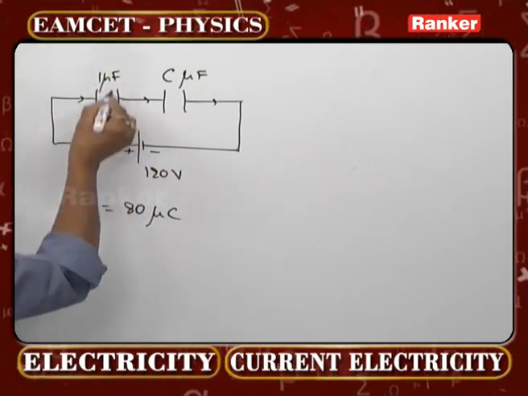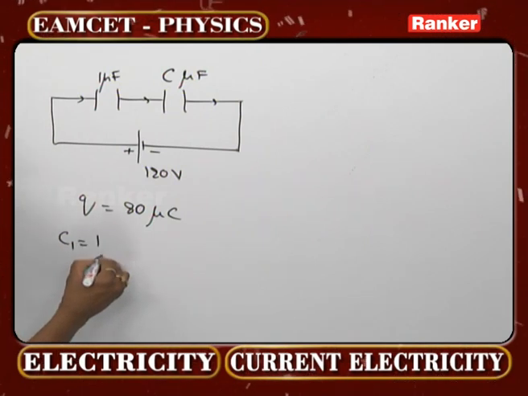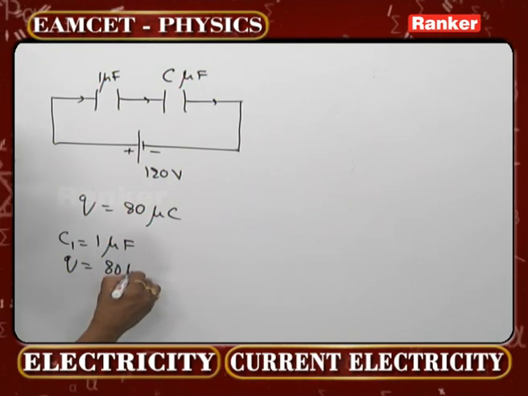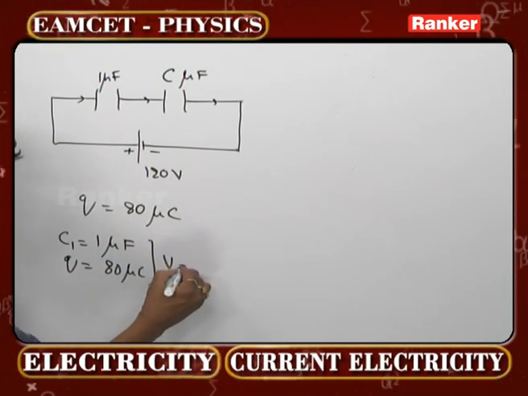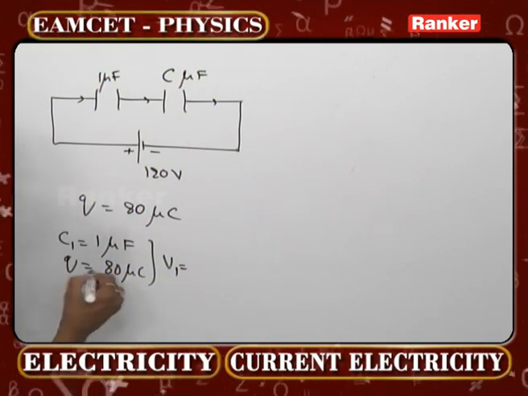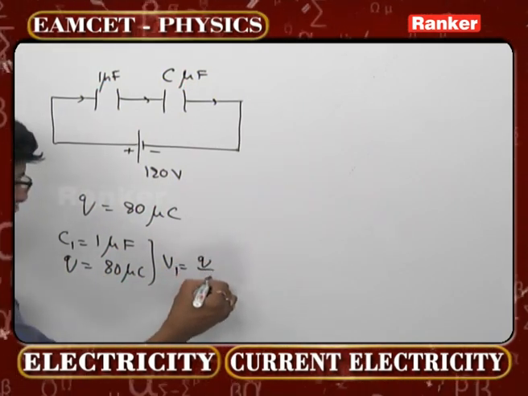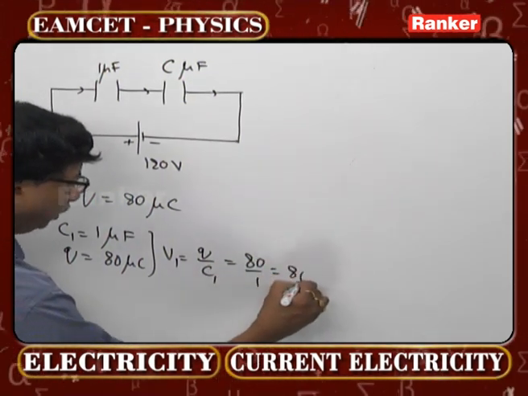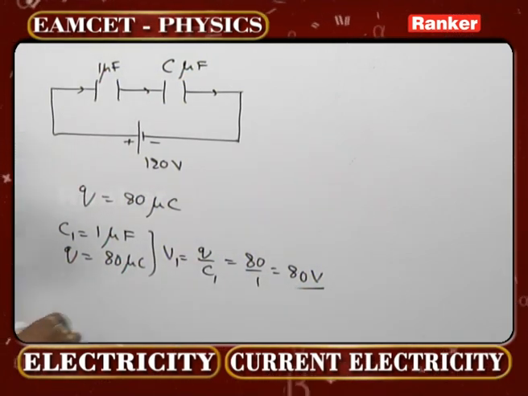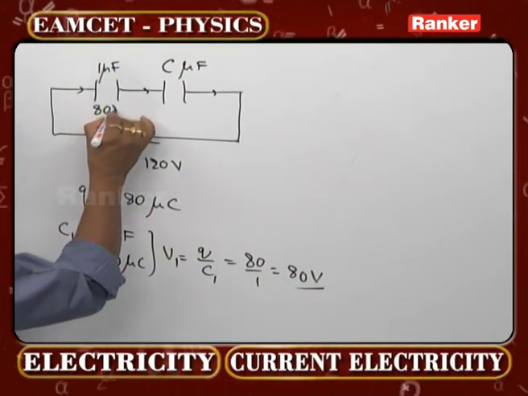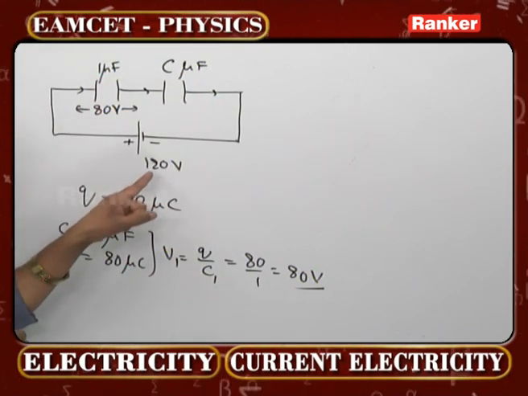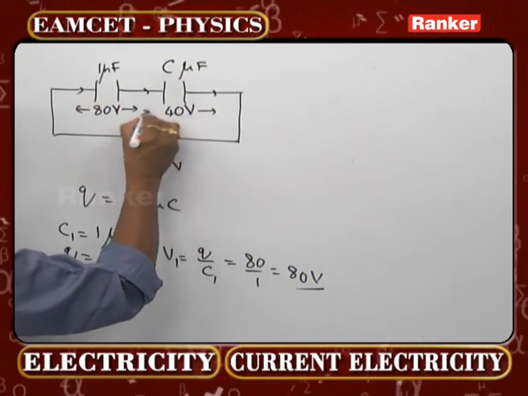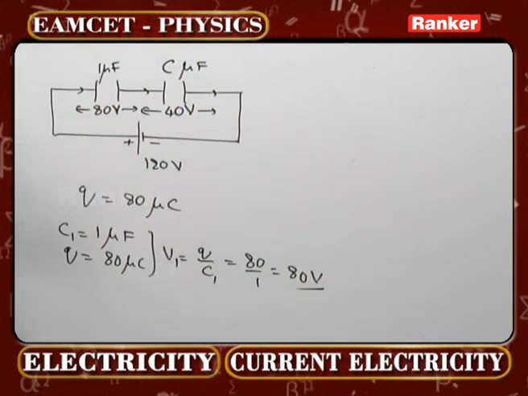So what will be the charge on the first condenser now? C1 is going to be 1 microfarad and the value of charge on that one is 80 microcoulomb. Then what will be the PD across that one, please? V is equal to Q by C, Q is equal to CV formula. So 80 by 1, what will be that value? 80 volt is the PD across the first condenser. So 80 volt is the PD across the first condenser means out of 120, 80 is here. Then what will be the remaining? 40 volt automatically will be the remaining potential difference.